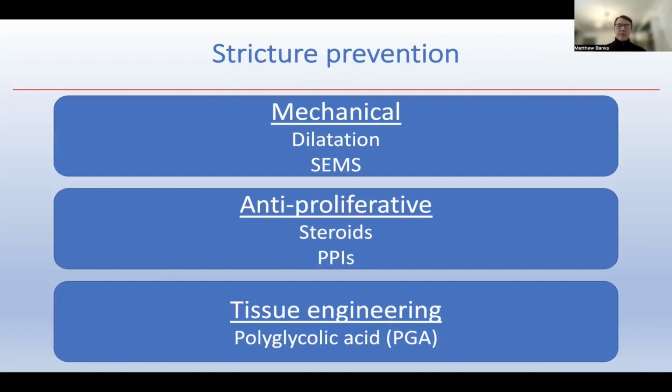One way of thinking of stricture prevention is in terms of mechanical devices such as balloon dilatation or self-expanding metal stents, anti-proliferative measures, including steroids, as well as avoiding acid exposure, so maximizing PPI therapy. And more recent developments are utilization of tissue engineering techniques using polyglycolic acid, or PGA.